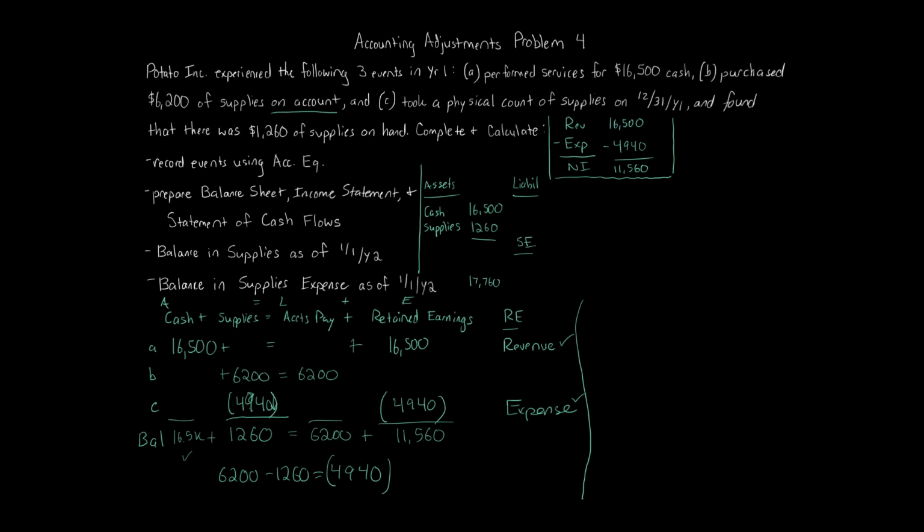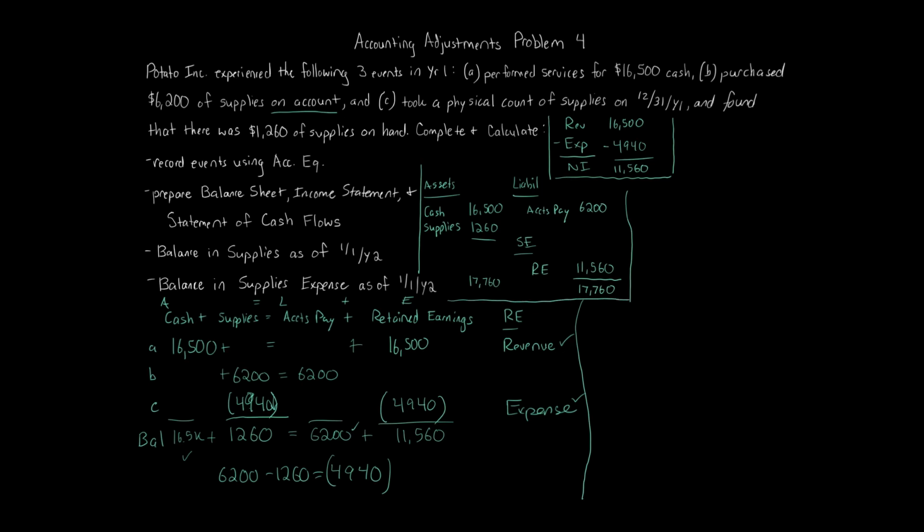Our liabilities, we have accounts payable. Going back to our accounting equation, we have accounts payable. And the amount of accounts payable from our balance is $6,200. Stockholders' equity has retained earnings. Our balance there is $11,560. We add those two numbers, we get $17,760, and our balance sheet equals.